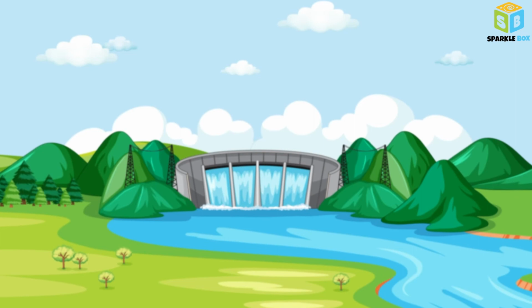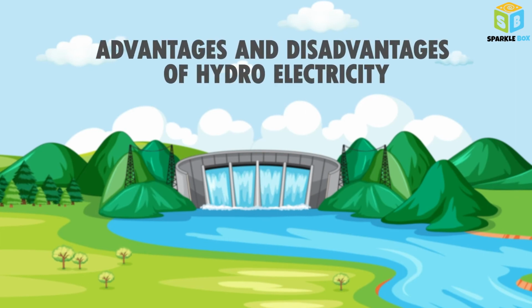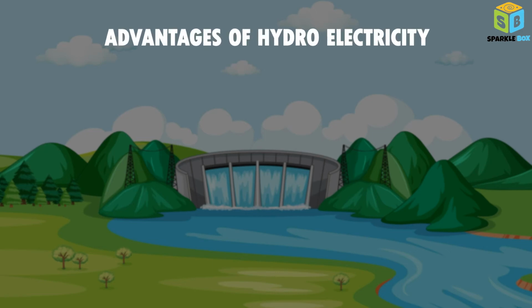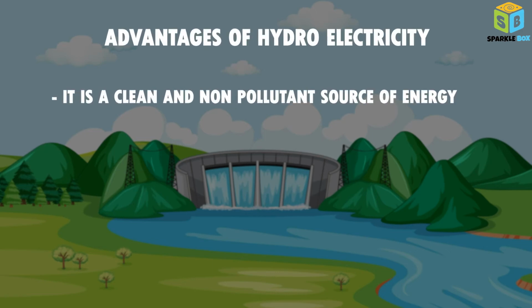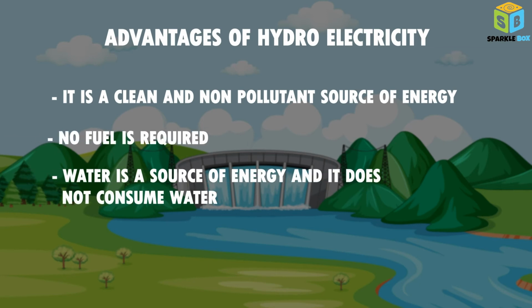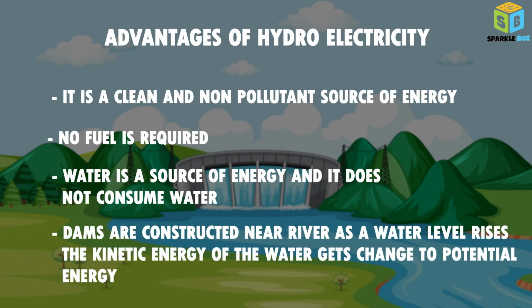Now let us discuss some of the advantages and disadvantages of hydroelectricity. Advantages of hydroelectricity: it is a clean and non-polluting source of energy. No fuel is required. Water is the source of energy and it does not consume water. Dams are constructed near rivers. As the water level rises, the kinetic energy of the water gets changed to potential energy.